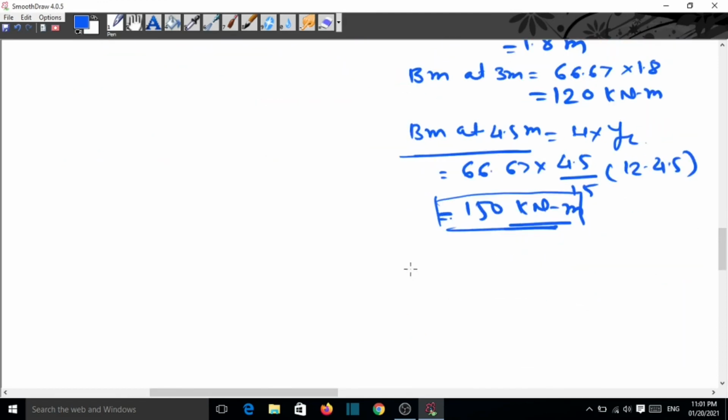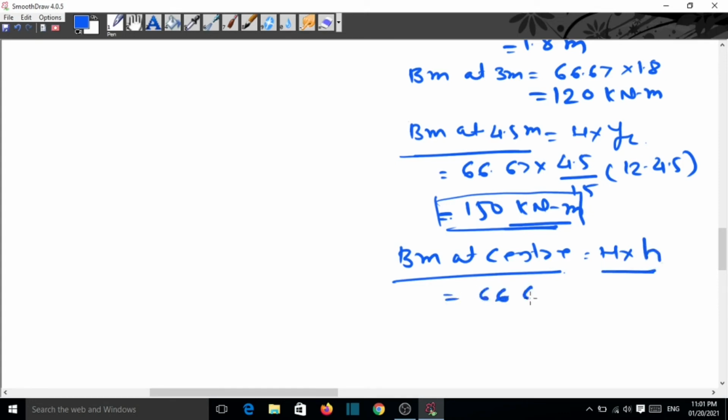So again the formula is the same. Bending moment at the center that we know is H into the, here the rise is given, the H. So H is 66.67 into 2.4. So that is equal to the 160 kilonewton meter.